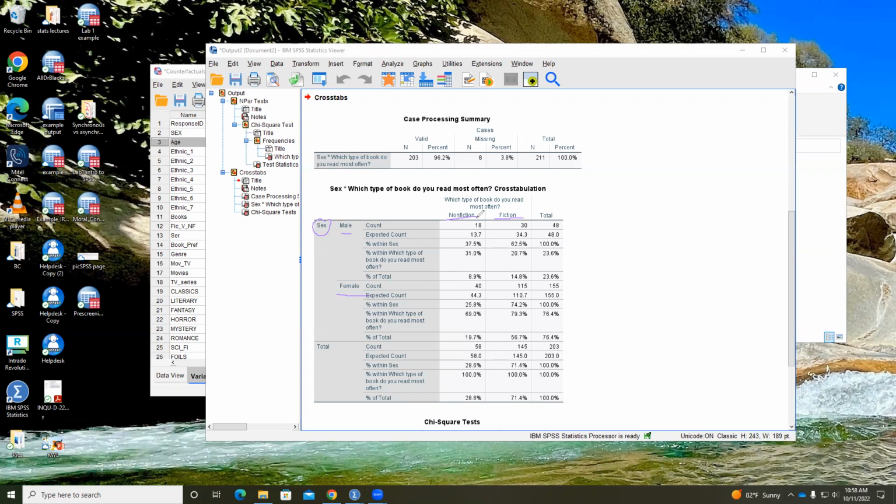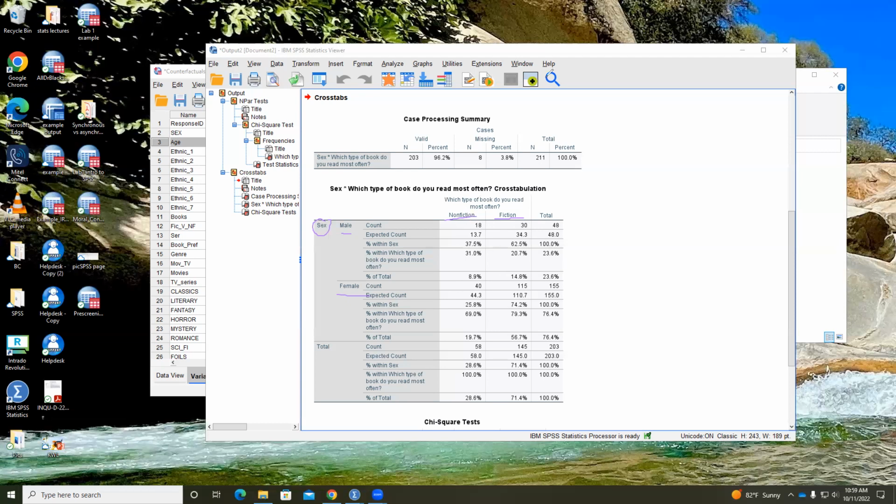We can see that if the two variables were independent, we would expect that 13.7 males would prefer nonfiction, but the observed count is 18. We would have expected 4.3 males to prefer fiction. In fact, there were fewer males who preferred fiction. So far it does look like males are a little bit more likely to prefer nonfiction, but we don't know if this is statistically significant.